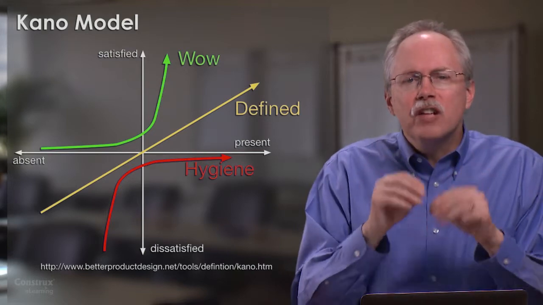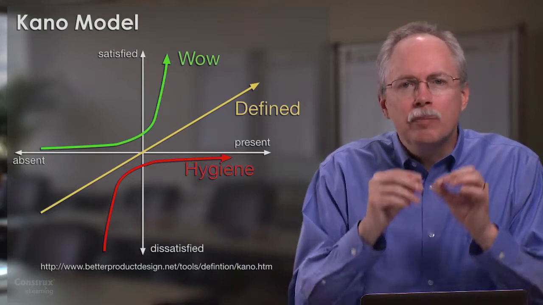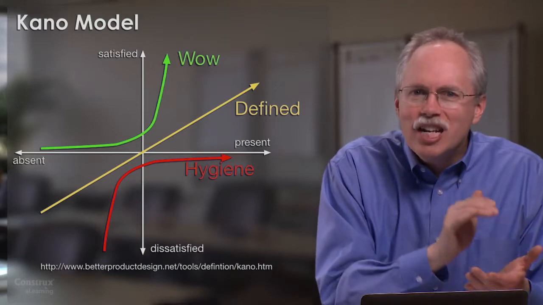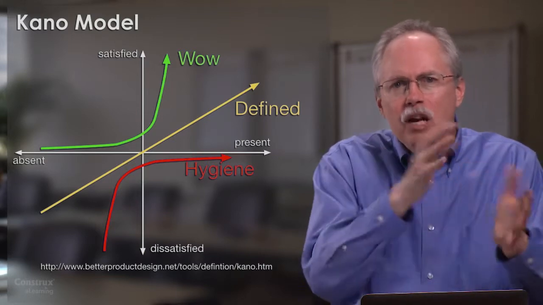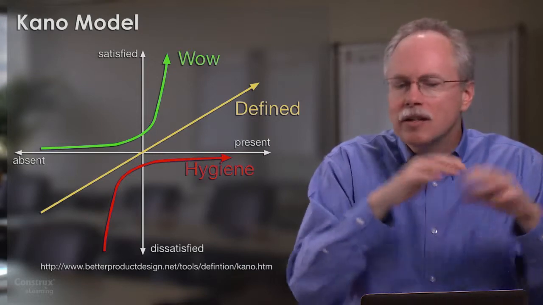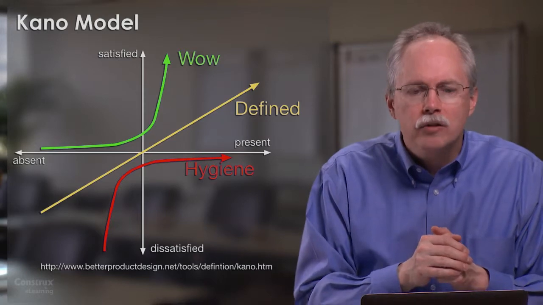This is a big problem for a lot of my Agile teams because the product backlog, which is owned by the business, typically doesn't have the hygiene items in there. And so we have to figure out a way to make some hygiene things happen, because if we don't get those things down, it doesn't matter how well we do on the defined or the wows.